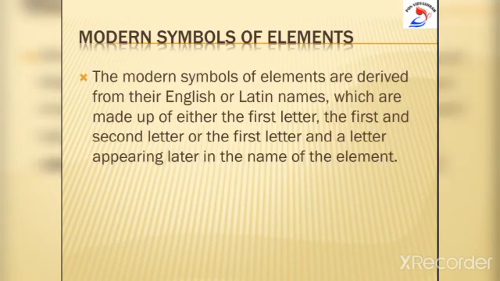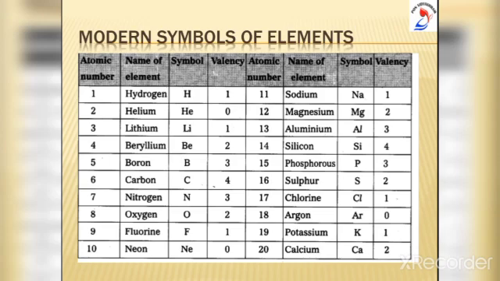Modern symbols help us write chemical reactions conveniently. Each element is represented by a separate symbol. The symbol of an element is the first letter and another letter of the English name or Latin name of the element. For example, the symbol of hydrogen is H, the symbol of oxygen is O. So in the case of hydrogen and oxygen, the first letters of their English names are taken as their symbols, isn't it?